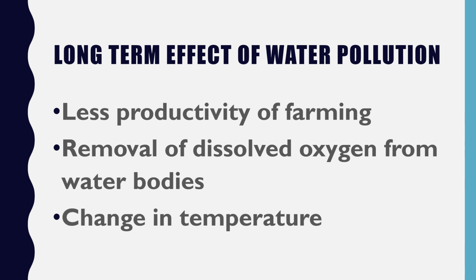Next is change in temperature. Aquatic organisms are used to a certain range of temperature in the water body where they live, and a sudden marked change in this temperature would be dangerous for them or affect their breeding. The eggs and larvae of various animals are particularly susceptible to these temperature changes. So these were the long-term effects of water pollution.